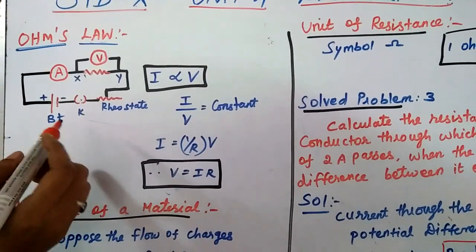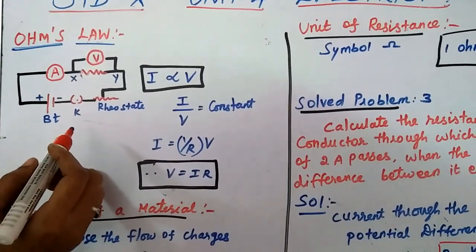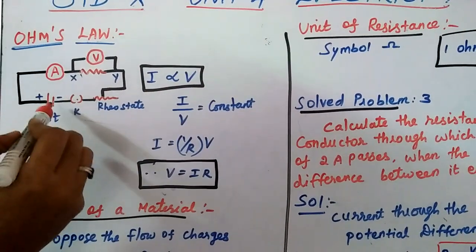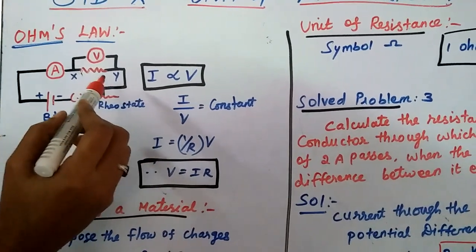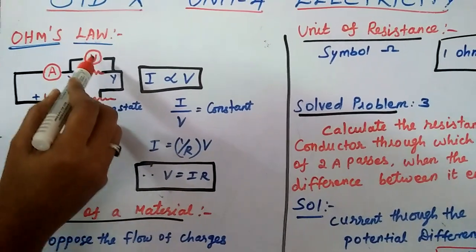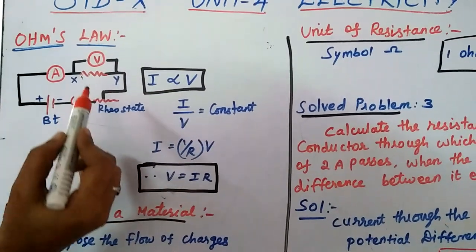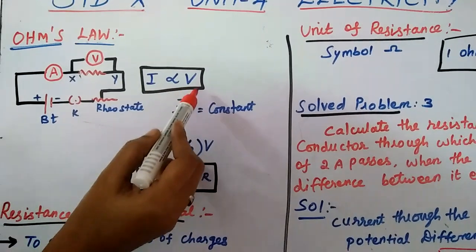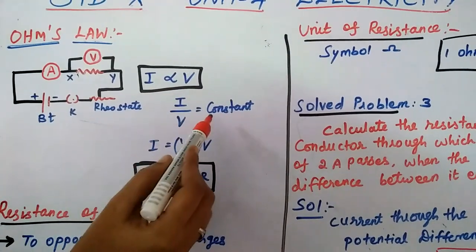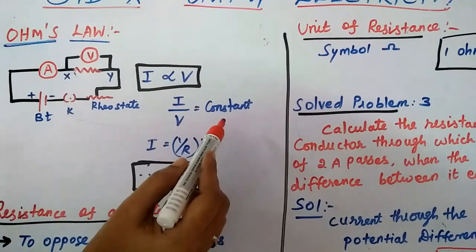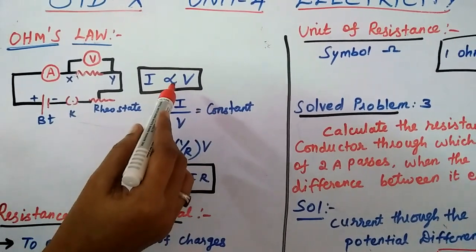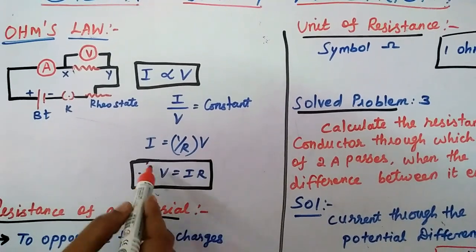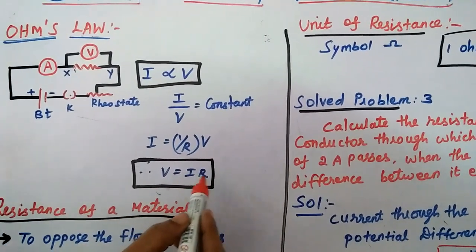According to Ohm's law, at a constant temperature, the steady current I flowing through a conductor is directly proportional to the potential difference V between the two ends of the conductor. So I is directly proportional to V. Hence I by V is equal to a constant. The value of this proportionality constant is found to be 1 by R. So therefore V is equal to IR.